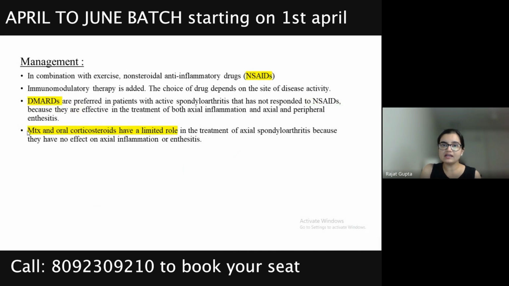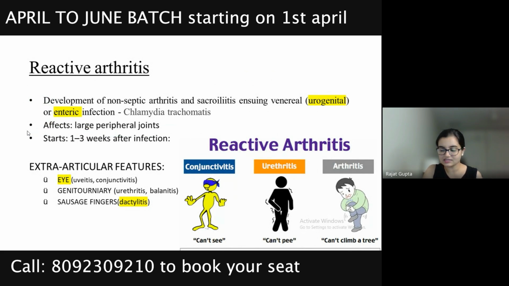All right, so we learned about the first type of spondyloarthritis, which was ankylosing spondylitis. Then the next one will be reactive arthritis. Now, reactive arthritis usually develops after some infection. So it's the development of non-septic arthritis and sacroiliitis after an infection, like a urogenital infection or a GI infection. The most common one would be Chlamydia trachomatis. This is the most common organism that we see in patients who develop reactive arthritis.